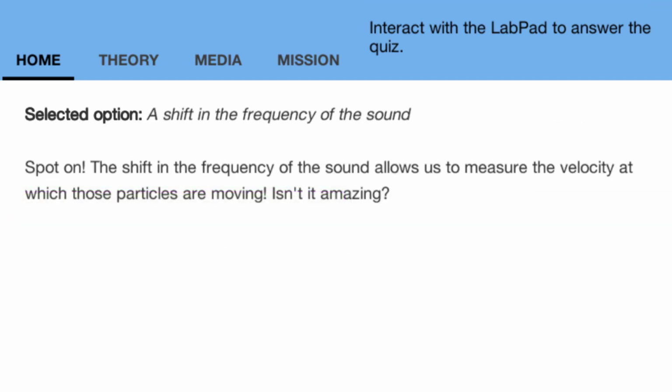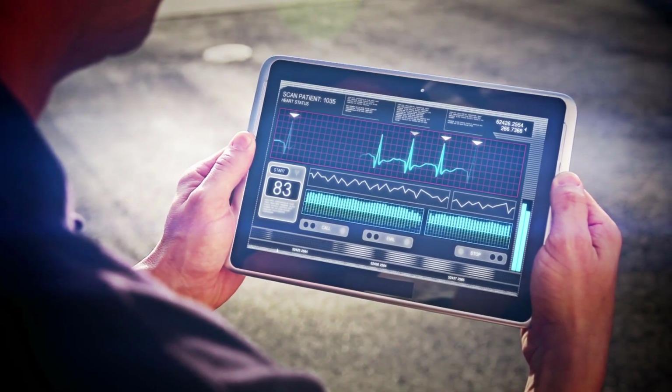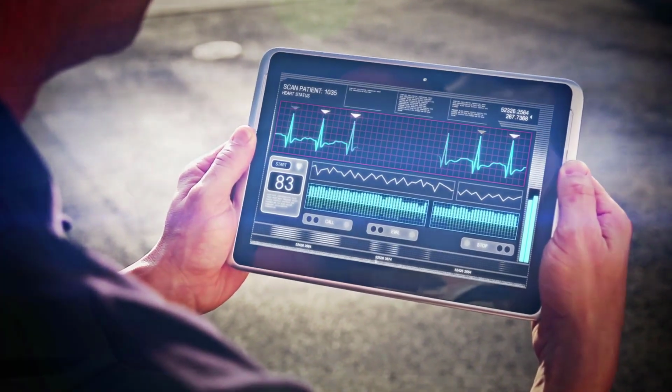Spot on. The shift in the frequency of the sound allows us to measure the velocity at which those particles are moving. Isn't it amazing? Look at who is coming into the lab. His name is Frankie. He will be our first study subject and he is completely healthy. We should start by measuring the different variables at rest on him. Let's try to use the Doppler ultrasound system to measure the different variables.